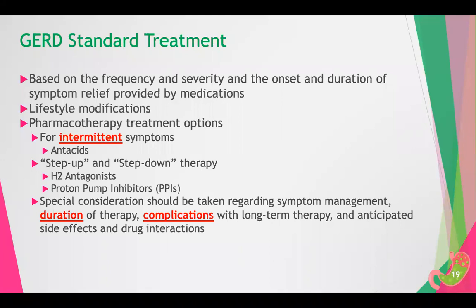So for intermittent or infrequent symptoms, antacids can be used. And then we also do step-up or step-down therapy in our older patients with our H2 receptor antagonists and our PPIs. But special consideration should be taken in terms of symptom management because we have to think about duration of therapy and complications with long-term therapy, and of course the anticipated side effects and potential drug interactions with these medications.